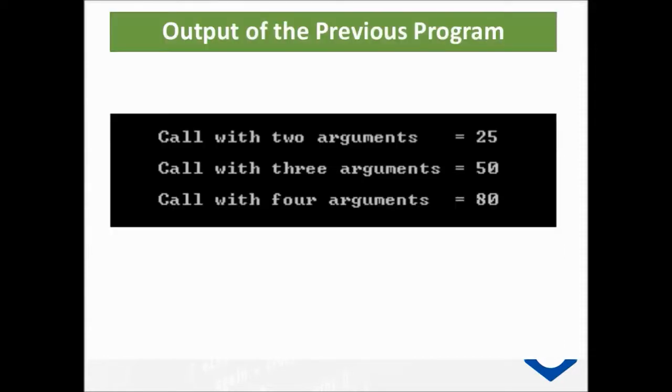The output of this program looks like this. When we call this program with 2 arguments, it gives us sum is equal to 25. When we call this program with 3 arguments, it gives us sum is equal to 50. And when we call this program with 4 arguments, it gives us sum is equal to 80.